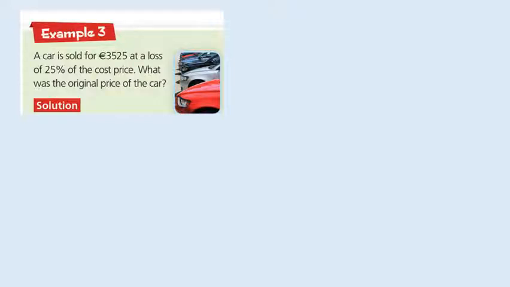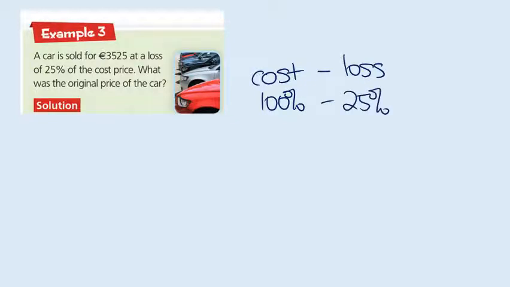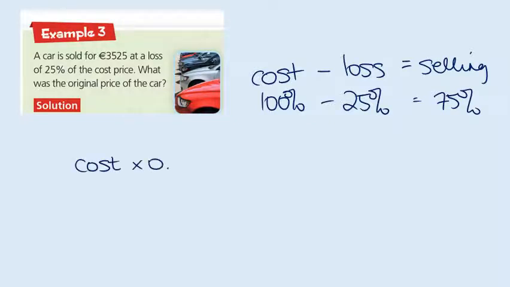So this is like those reverse percentages questions that we went through when we were studying BAT. You have your cost, which is 100%. Then the loss was taken away, so 25% of that was taken away, and then you're left with your selling price. So the selling price is 75% of the original cost price. So cost times 0.75 gives you the selling price. And remember, you can't just get 25% of 3,525 because it's not a percentage of the selling price, it's a percentage of the cost price, and they will be different.